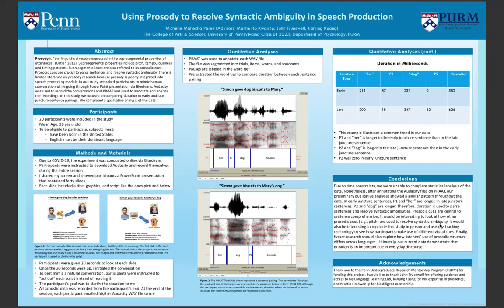In our study, we asked participants to act out or mimic human conversation to the best of their ability while going through a PowerPoint presentation via BlueJeans. Audacity was used to record the conversation on the participants' ends in order to receive higher quality sound. Then we imported those Audacity files into Praat, and used Praat software to annotate and analyze the recordings. We focused specifically on how duration impacts human discourse, especially looking at early and late juncture sentence pairings, which has to do with how you time your spacing and pausing when you're talking, and how that can impact the meaning of the sentence.